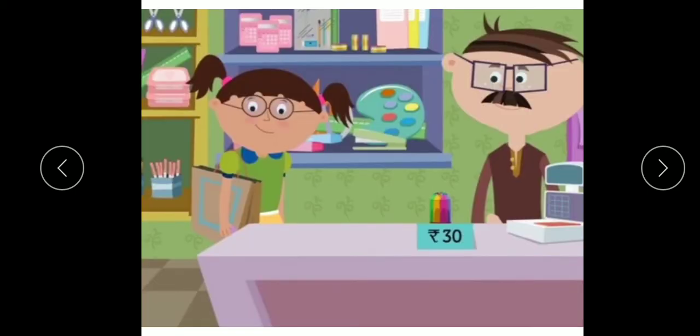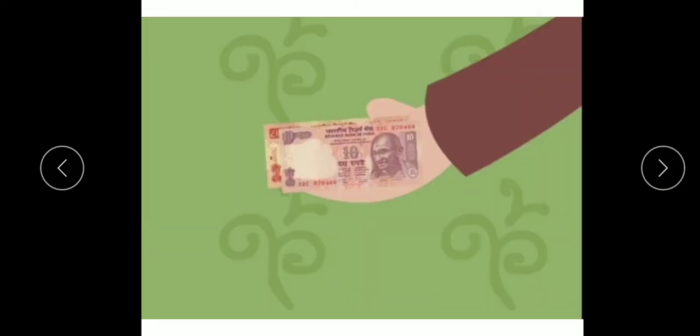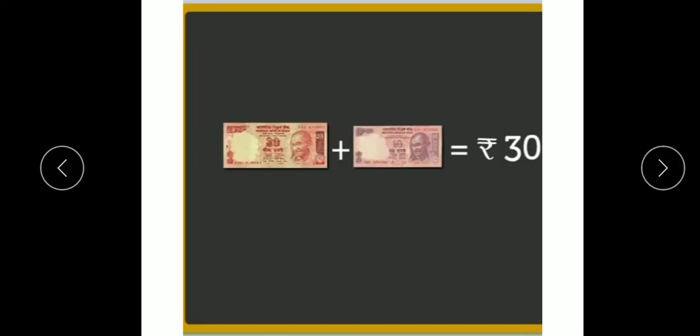Now see, next Saira goes to a stationery shop and she wants to buy these crayons. The cost of the crayons is 30 rupees. Now she gave notes to the shopkeeper. She gave two notes, one 10 rupee note and one 20 rupee note. What does it mean? One 20 rupee note and one 10 rupee note is equal to 30 rupees. It means she gave 30 rupees to the shopkeeper for those crayons. Right?